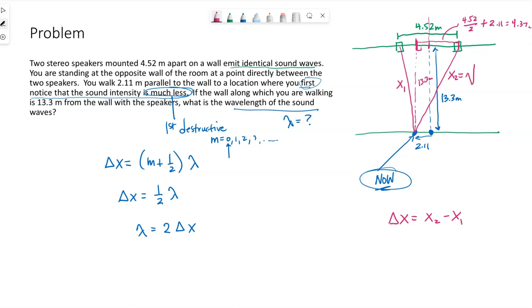So x2, just using Pythagorean theorem, x2 is the hypotenuse. So one side squared plus the other side squared, the square root of 13.3 squared plus 4.37 squared, is 13.9995 meters. And I'm going to go ahead and keep those digits for now because we technically have 3 sig figs, so I want to keep more than 3 for the moment.